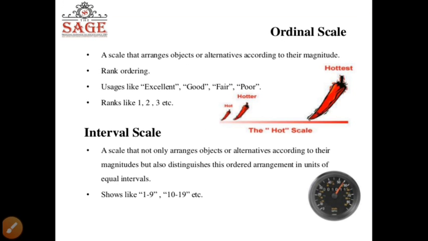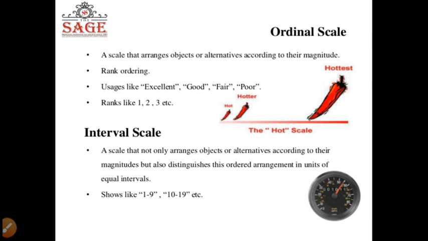Now the next is the ordinal scale. Now what does ordinal mean? The word ordinal is generated from the word order. Order means in which order you are sitting, or in which order you have got marks, or in which order your appreciation for a particular thing is there. So a scale that arranges objects or alternatives according to their magnitude is called ordinal scale, and it is rank ordering. Rank ordering can use excellent, good, fair, poor.